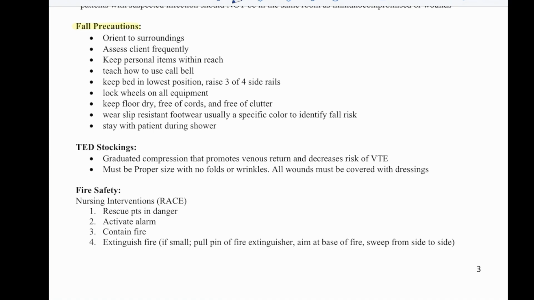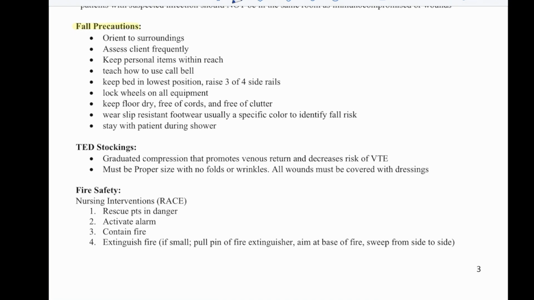We want to be assessing that client frequently, making sure they don't need anything. If they're on fall precautions and we don't go see them for 4 hours and they're trying to get out of bed because they need to use the bathroom and they fall, that is not good. Usually you could implement something like 1 hour rounding, where you come around every hour just to check on them, but need checking.